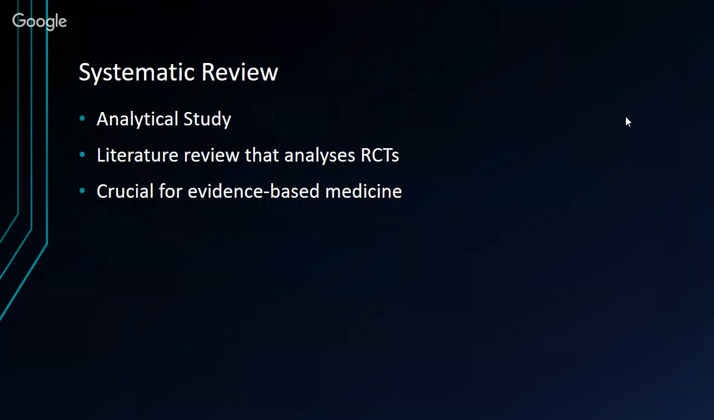So systematic reviews are a type of analytical study, which I said I'd mentioned before. So that's when no new data is collected. You won't be conducting a clinical trial or anything like that. Instead, you're analyzing previous studies and critiquing them and seeing how reliable and valid they are.